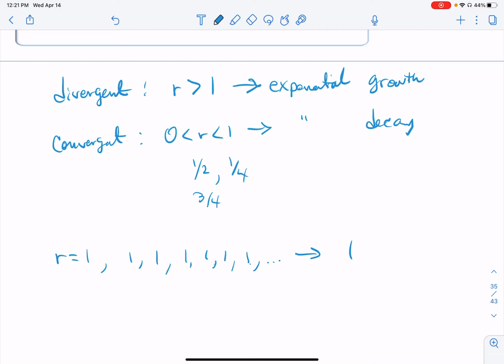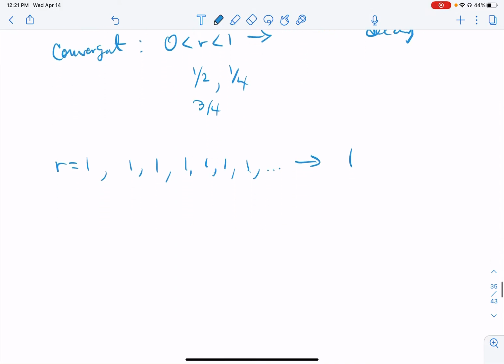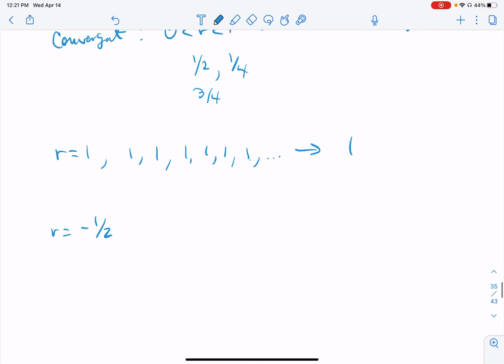But what about negative numbers? Would that work as well? So what if I did R is equal to a negative 1/2? All right, so then you're taking powers of negative 1/2. To the first power, you have negative 1/2. And then if you multiply that by negative 1/2, you get positive 1/4. If you multiply that by negative 1/2, then you get negative 1/8. Do you see what's happening? Positive 1/16, negative 1 over 32.